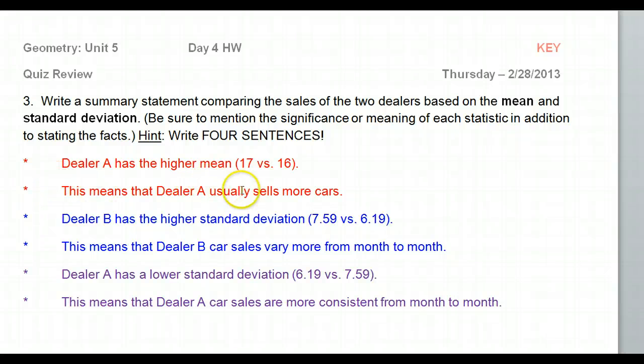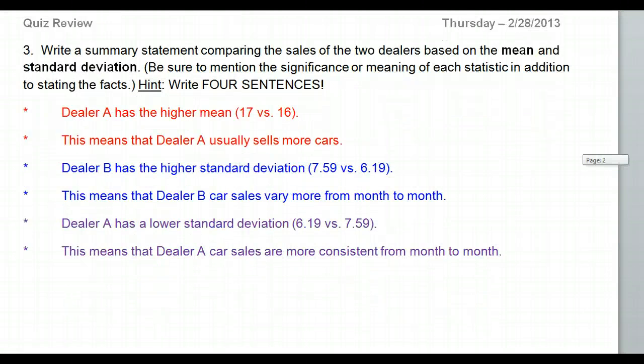All right? In the second sentence, the sentence giving the meaning, please make sure that you mention what the problem is about. Car sales, car sales, car sales. Do not leave that part out. Notice that for a lower standard deviation, we like to use the word consistent, because that means the opposite of variation. Consistent means that the car sales are closer to being the same every month for dealer A with the lower standard deviation. Okay, so that's it for this summary statement.